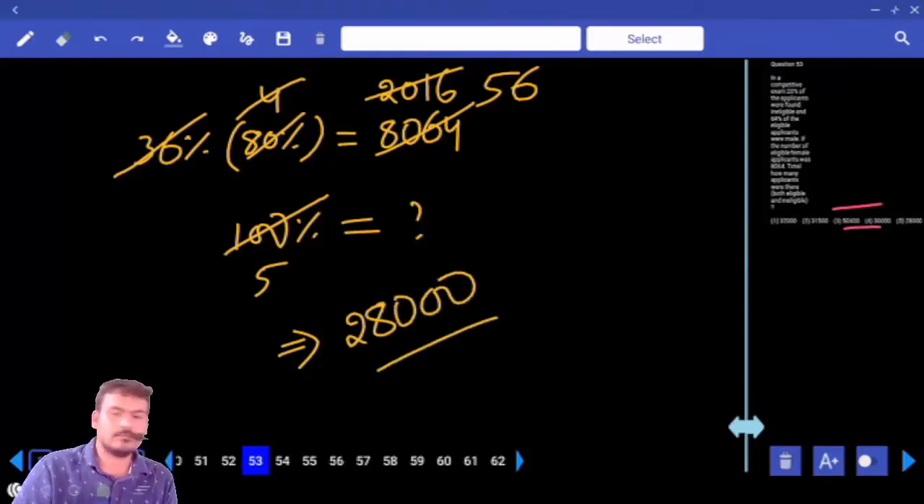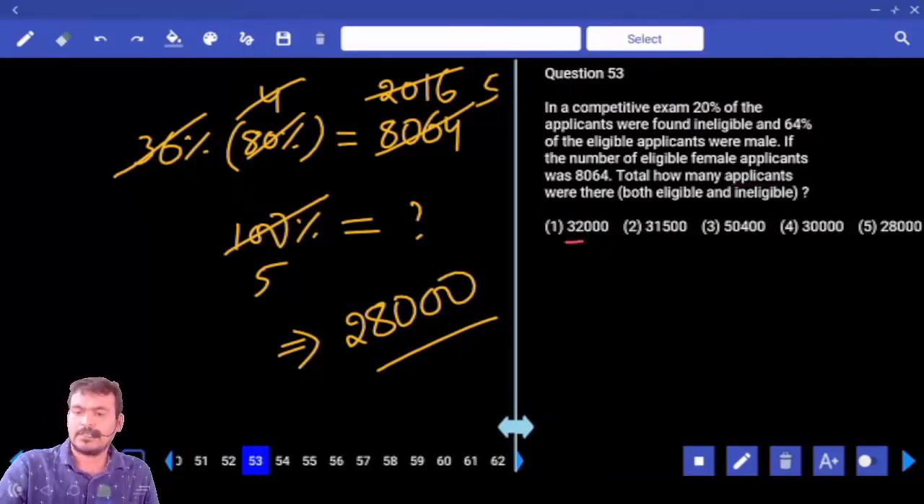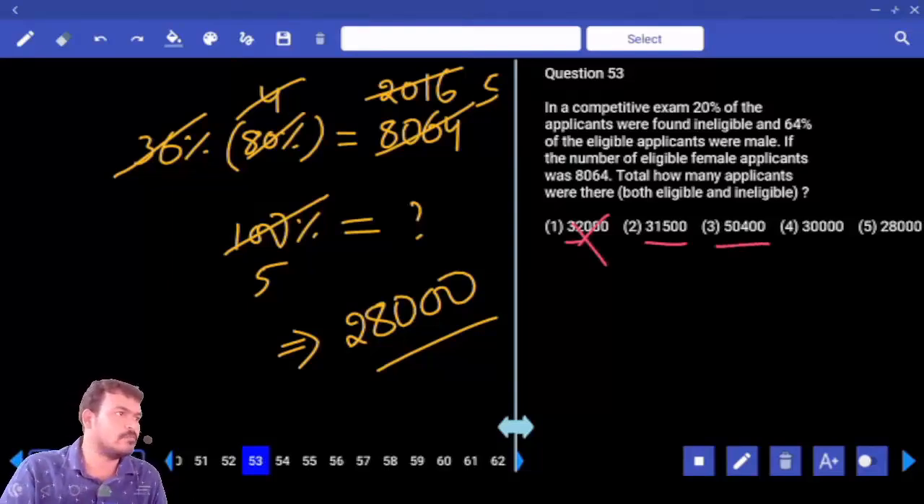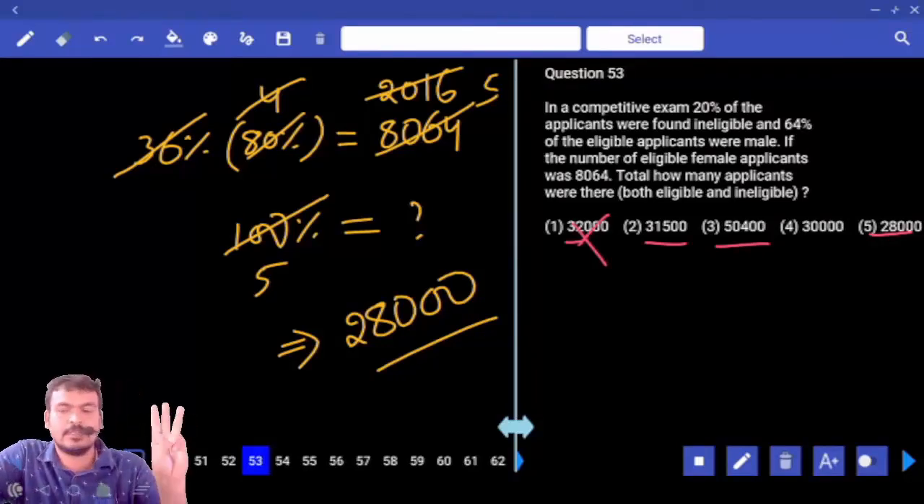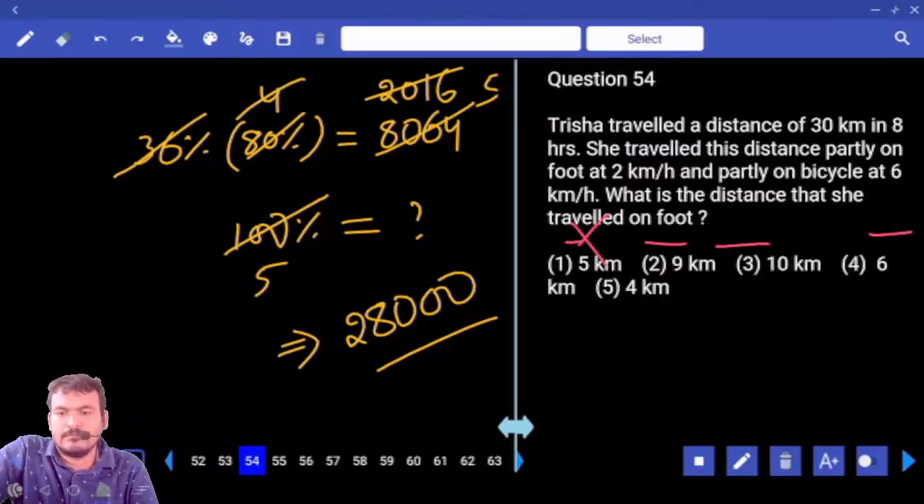Again, how many zeros? 2 zeros, or not? Actually it is a 7 multiple. How many options are 7 multiples? First option, no. Second option, 7 multiple or not? Third option also 7 multiple or not? 504 also 7 multiple, and the fifth option also 7 multiple. Then we get 3 options, or not? What is the answer? 28,000.